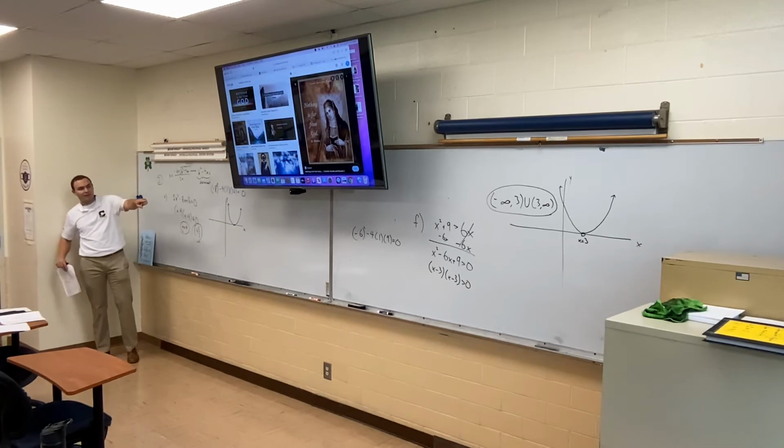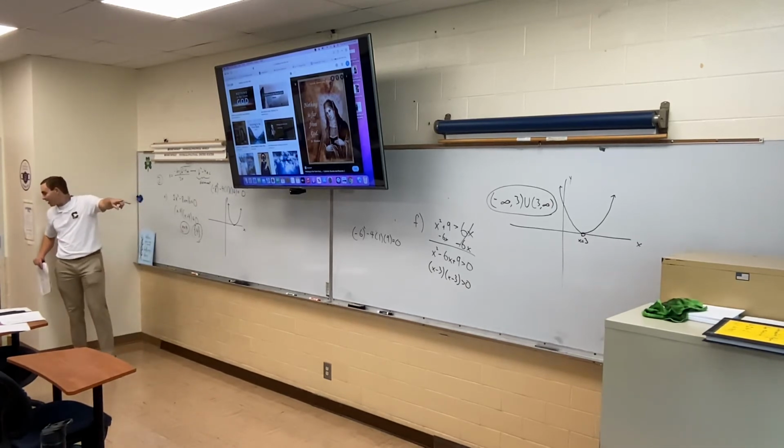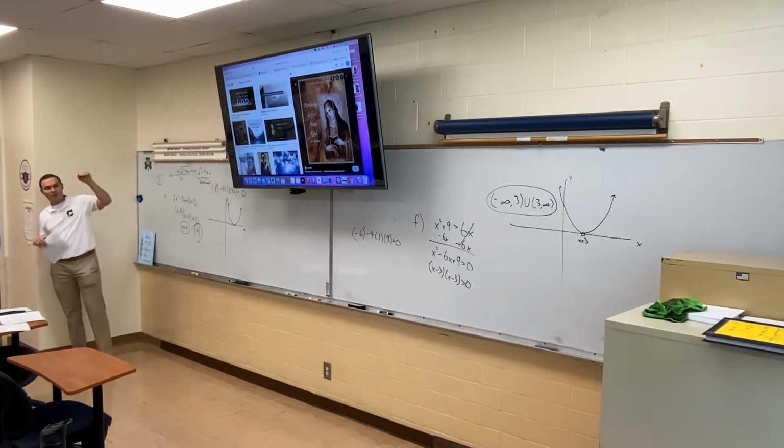Over there, they're asking for greater than 0, right? So it's almost the same graph, but it's just that the inequality symbol is different. So they want everywhere where it's greater than 0. Okay? So it's greater than 0 literally everywhere except where it touches the x-axis, right? And that's x equals 3. So that's why my answer is all reals except 3.